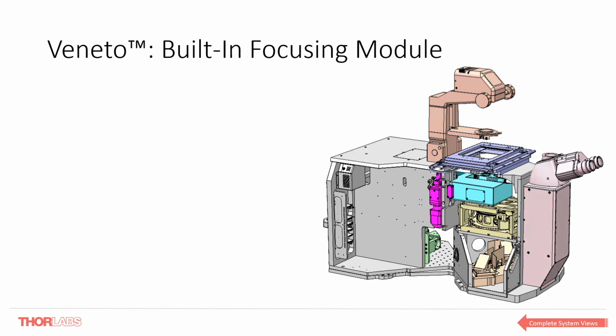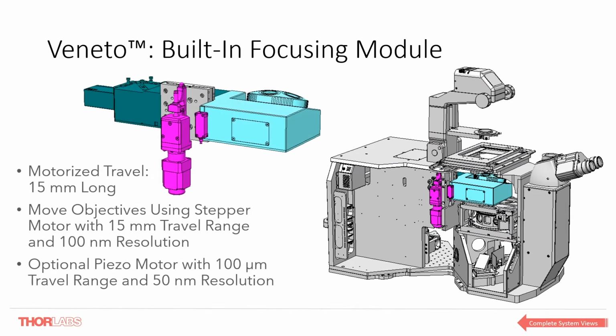Attached to the third tier is one of the most innovative parts of the Veneto. The Z-drive assembly is driven by a closed-loop direct drive motor assembly. The encoder is mounted on the turret so that the feedback is as close to the objective as possible. This removes any backlash or hysteresis from the system, assuring accurate Z positioning down to 10 nanometers. Here's the cool part.